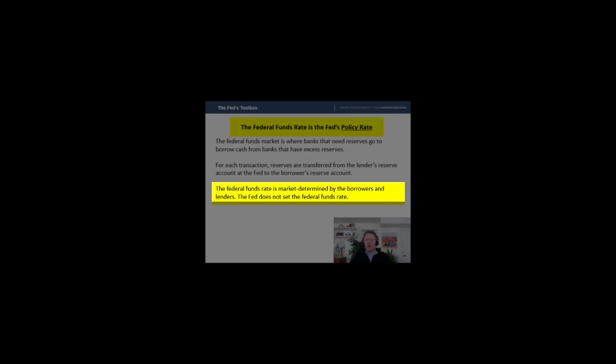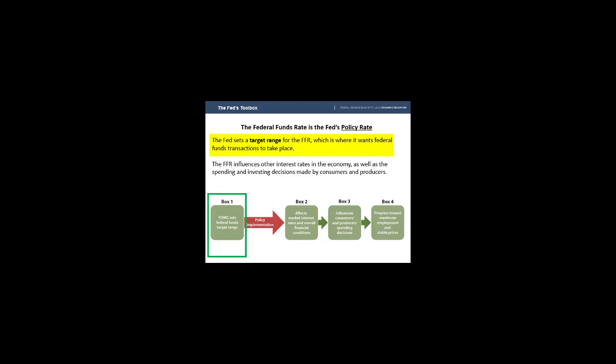And it's important to note that the federal funds rate is market determined by the borrowers and the lenders. The Fed does not set the federal funds rate. The Federal Open Market Committee sets a target range for the federal funds rate. It is the range where it wants the federal funds transactions to take place. When the Federal Open Market Committee moves the target range for the federal funds rate either higher or lower, the FOMC knows the federal funds rate and other interest rates in the economy will be affected and then influence the spending and investing decisions made by consumers and producers.